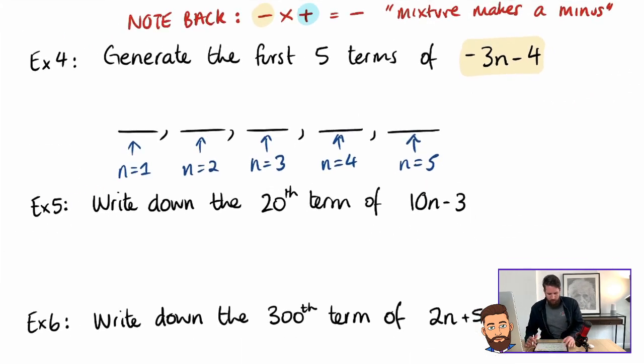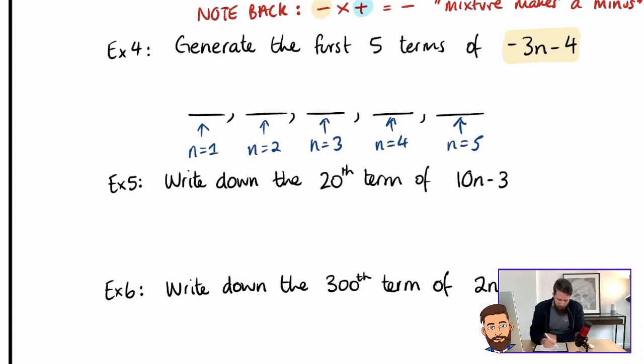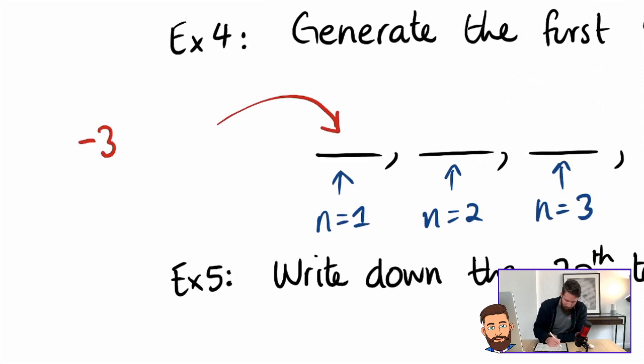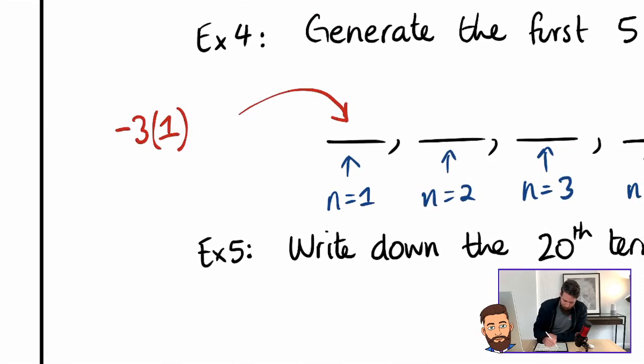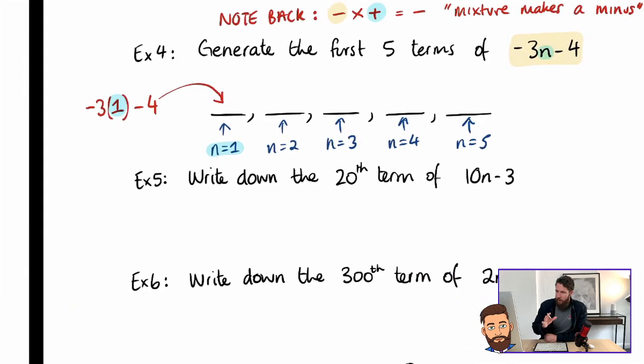So why have I written that down for you? Well, if we look at generating the first 5 terms of the sequence, when I want to get the first term, n is 1. So I've got to take my nth term, which is minus 3n minus 4. I'm just going to illustrate how I'm going to get the first term. I'm going to do minus 3 times by n. Well, the first term, n is 1. So minus 3 times by 1. And then I'm going to take away 4. So I'm replacing n with 1.